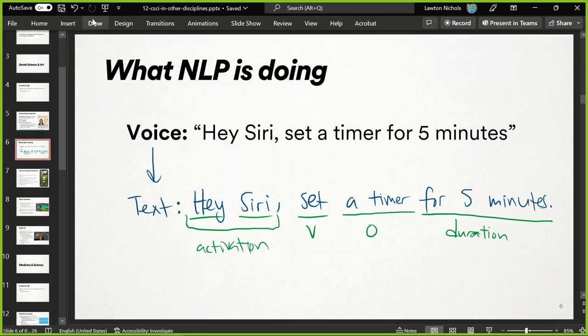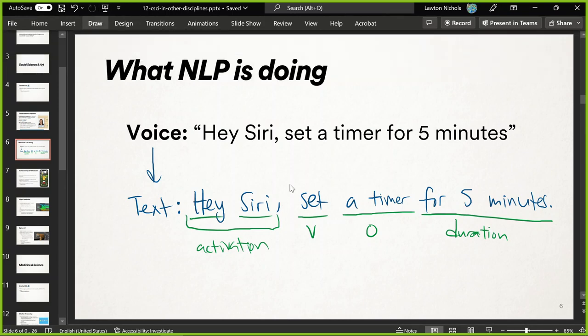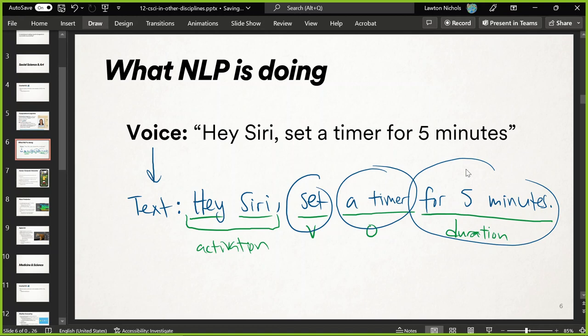And Siri works with multiple languages. There's just a lot going on there. But after all this, Siri understands what you want. It understands what you want to do. You need to set something. You need to set a timer. Okay, I know how to do that. And oh, for how long? For 5 minutes. I understand exactly what you want. I'm going to go off and do it now.